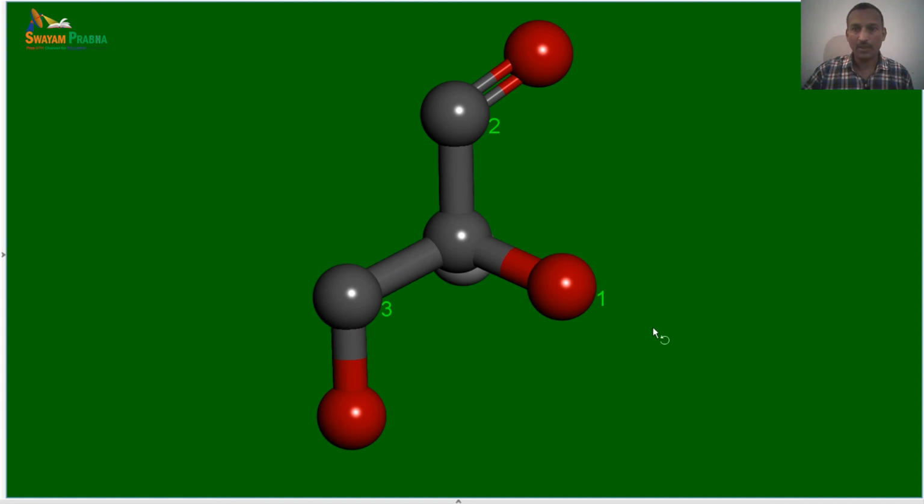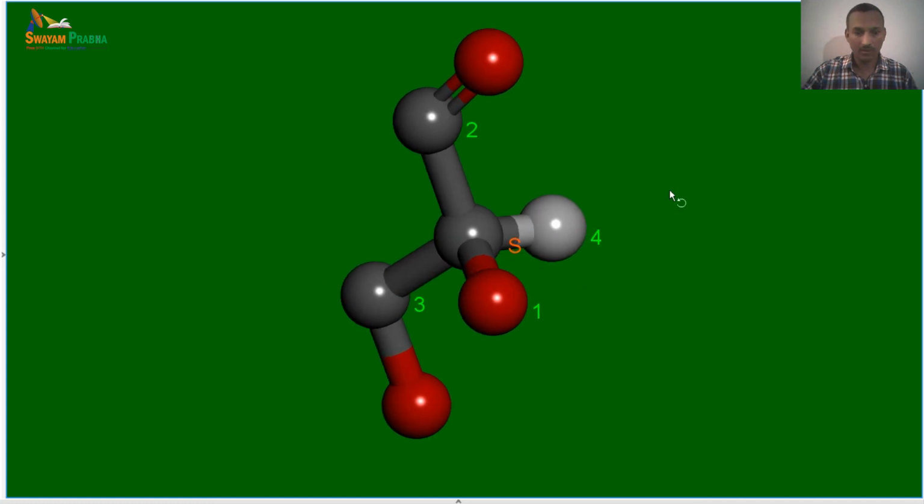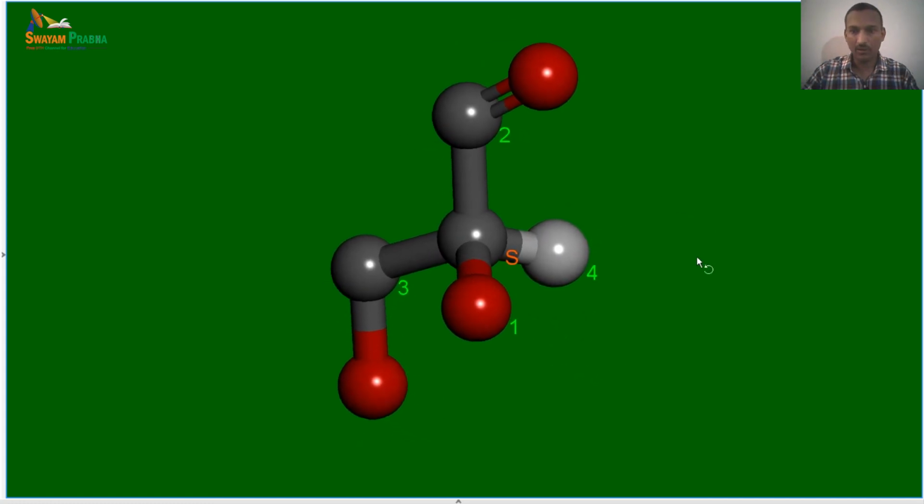So we assigned the chirality, and when we rotate the molecule, we will see the S configuration is given to this center because the hydrogen is away from the observer and the priority groups are in the counterclockwise direction. So the assigned configuration S is for this particular carbon.